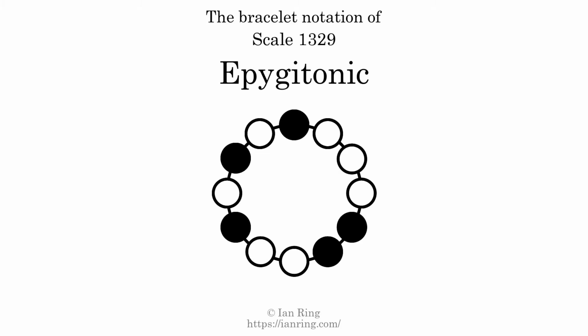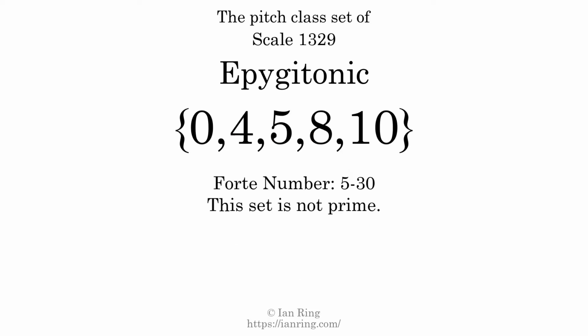This is a bracelet notation diagram of scale 1329. The shaded circles represent tones that appear in the scale, and they are read clockwise, starting at the top. The pitch class set for this scale is 0, 4, 5, 8, 10. The fault class is 530. This set is not prime.